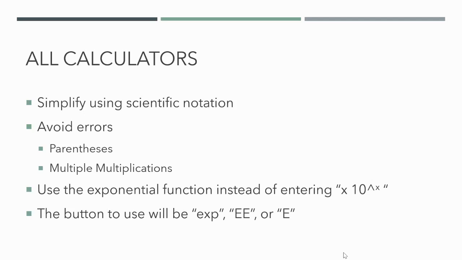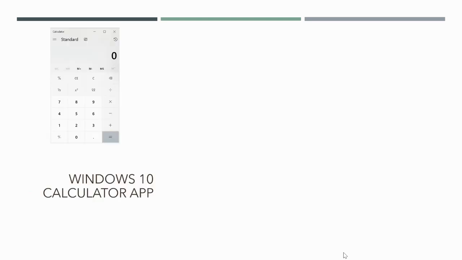So I'm going to show you how this is done on 3 common calculators that you might want to use. And we'll see later if you don't have one of these calculators, what you should do. So the first one is to use the calculator that is in Windows 10. So just the calculator app.